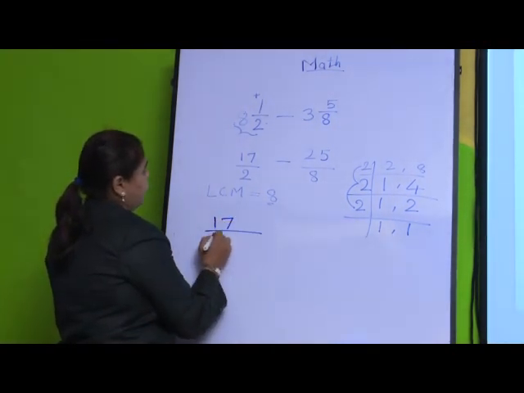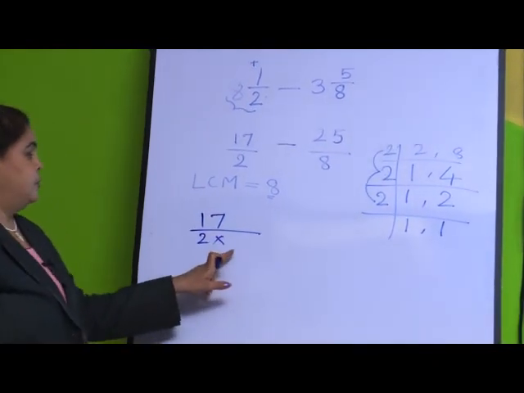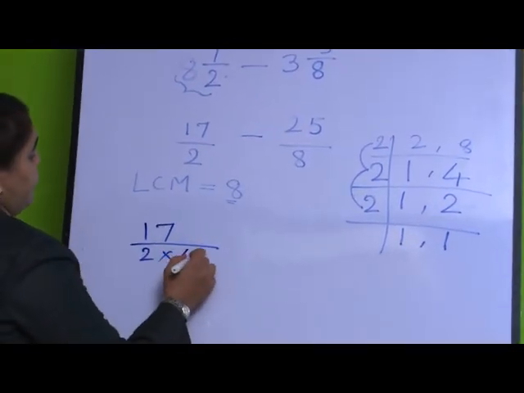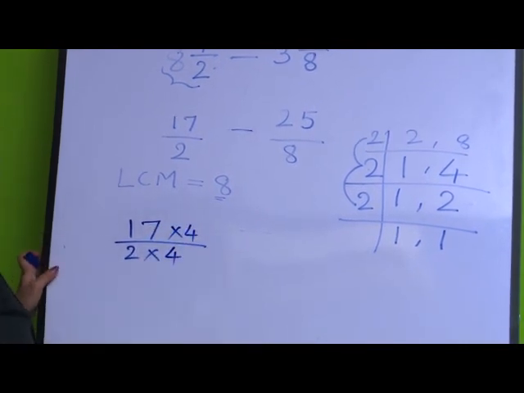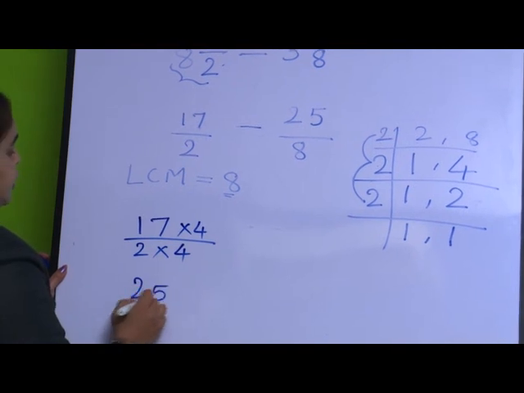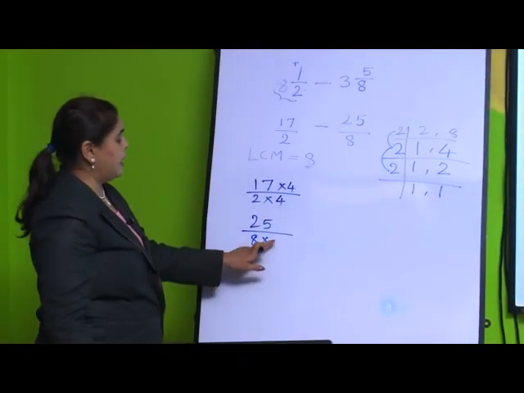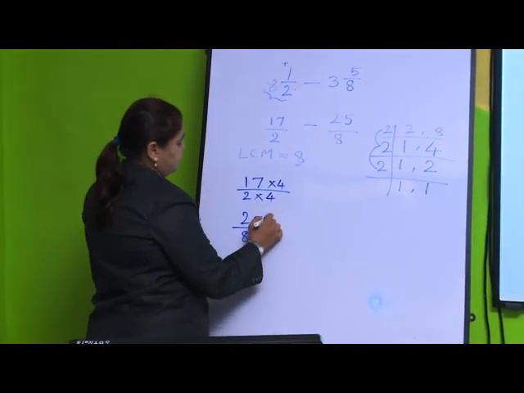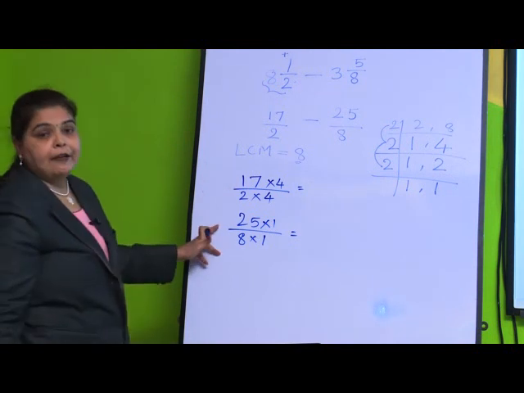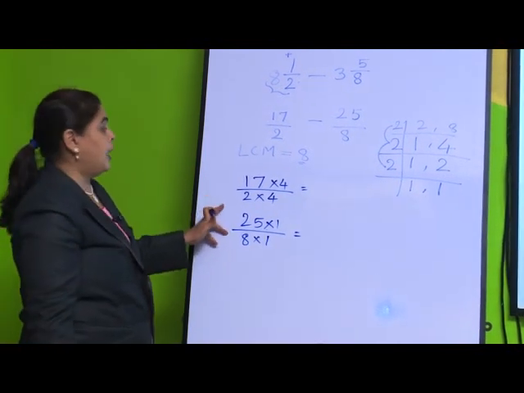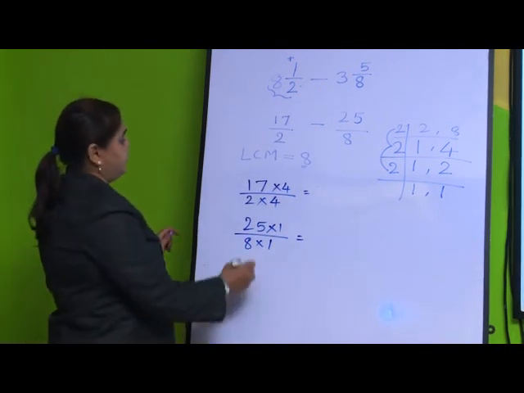Now, we have to make this denominator 8. So, to get the denominator 8, we have to multiply by 4. Here also we have to multiply by 4. The other fraction I am having is 25 upon 8. So, to get 8, I have to multiply here by 1. Here also the same number I have to multiply. Now, I will get the answer of this, and our operation is subtraction, so we have to subtract it.